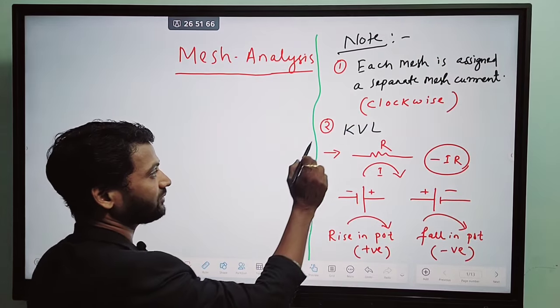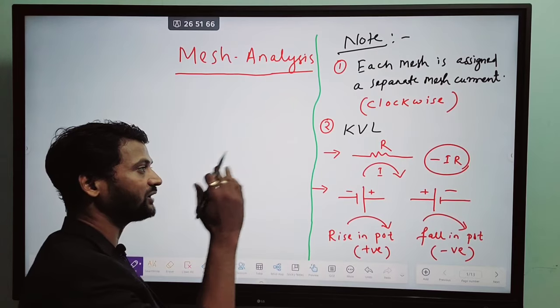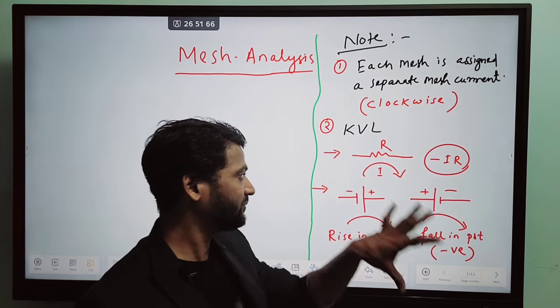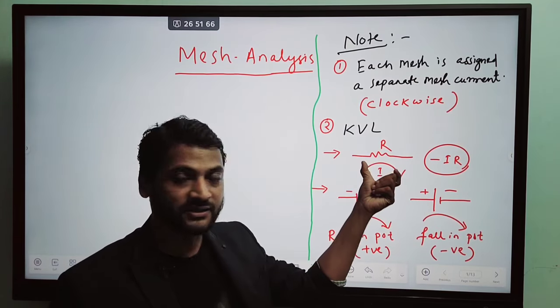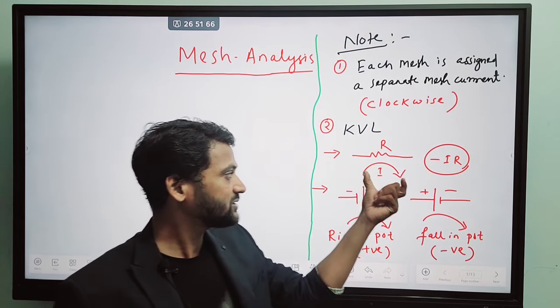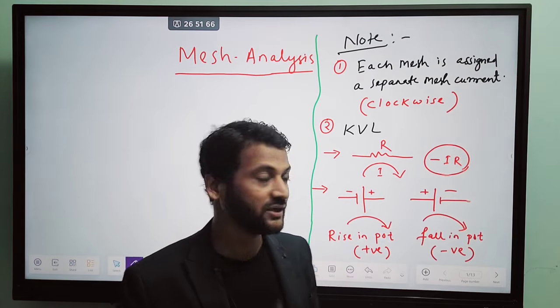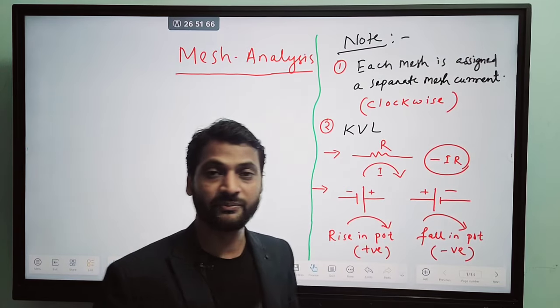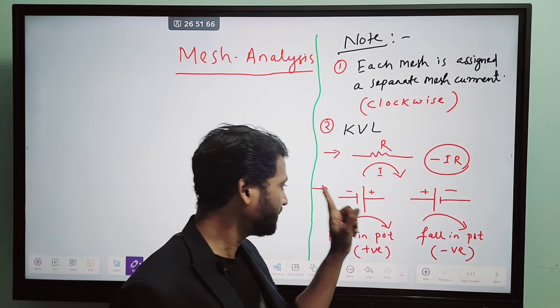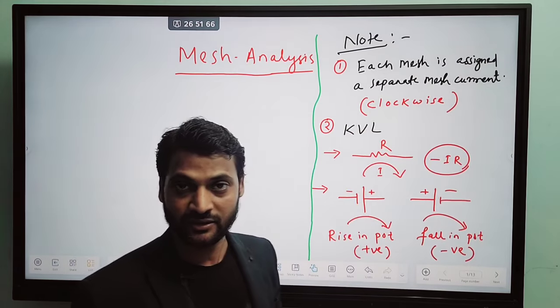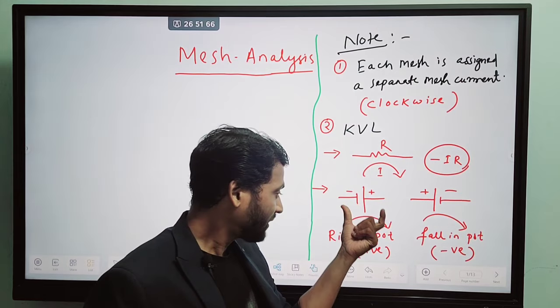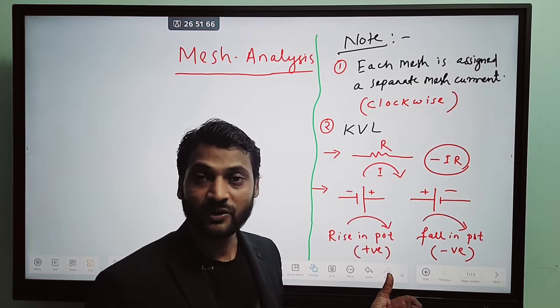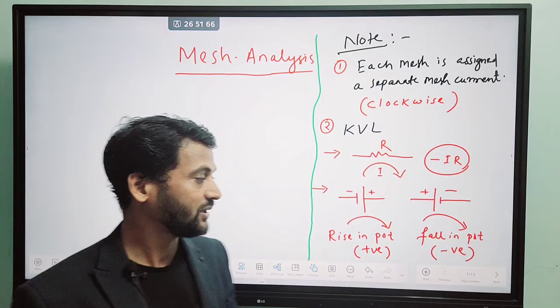Second point is very important. We have to apply KVL on that mesh. While applying KVL, if there is a resistance in the circuit, the potential drop will always be taken as negative. Potential drop means IR. IR drop will be negative. And if we have a voltage source in the circuit, for rise in potential, it will be taken as positive. For fall in potential, it will be taken as negative.